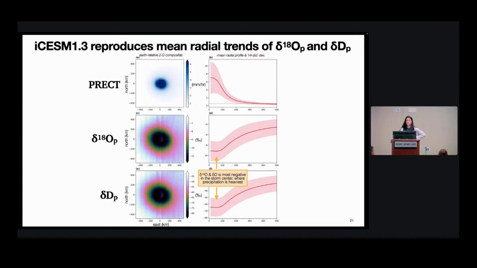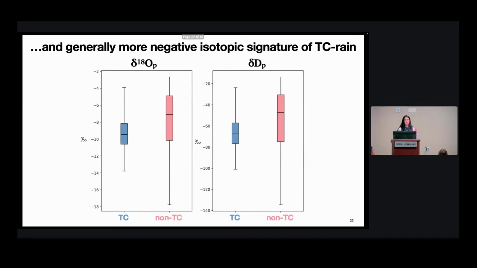precipitation is heaviest. Okay, and then comparing all tropical cyclone-associated points with non-tropical or all other points, and looking at the distribution of that, we can also see that values of rainfall associated with TCs are more negative than values of rainfall associated with normal precipitation. So this is good. ICSM seems to be reproducing these expected patterns.